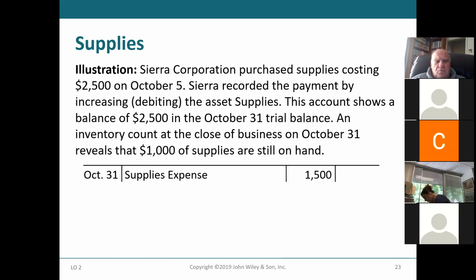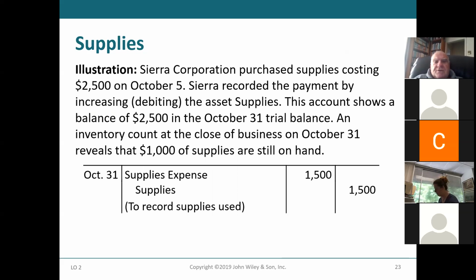And here's an illustration. Let's see what we got here. Sierra Corporation purchased supplies costing $2,500 on October 5th, okay? So what did they do? They debited supplies and credited cash. So there's $2,500 of an asset that they purchased, okay? Now we come to the end, and the account shows a balance of $2,500 in the trial balance. But an inventory account was made at the end of the month, and it tells us that $1,000 worth of supplies are still on hand.